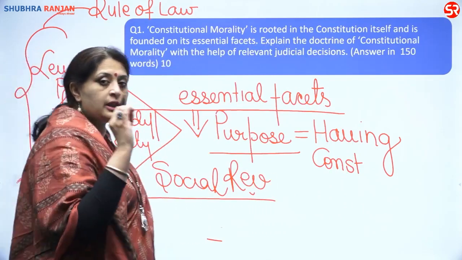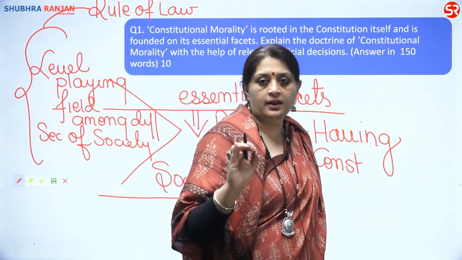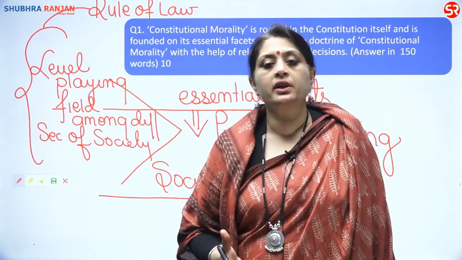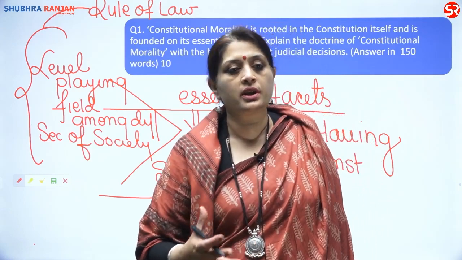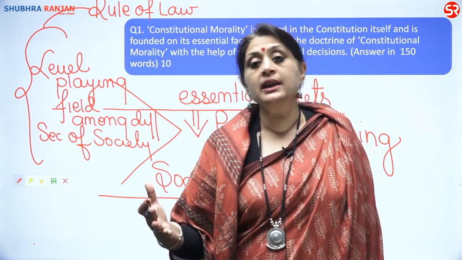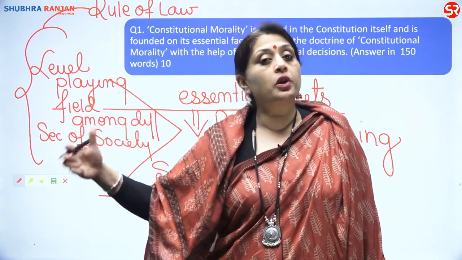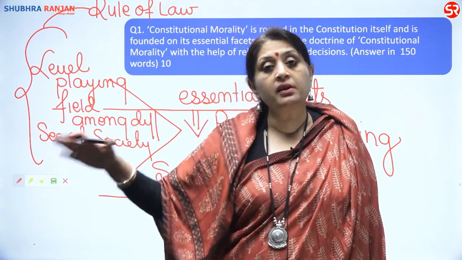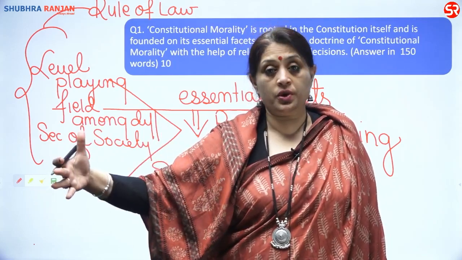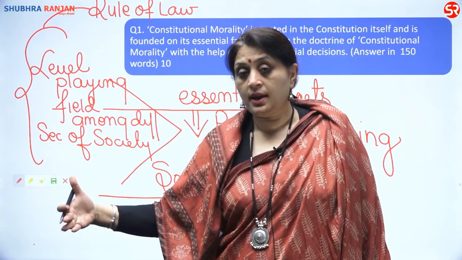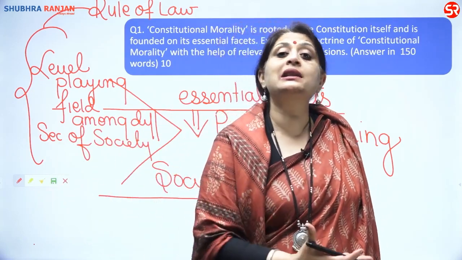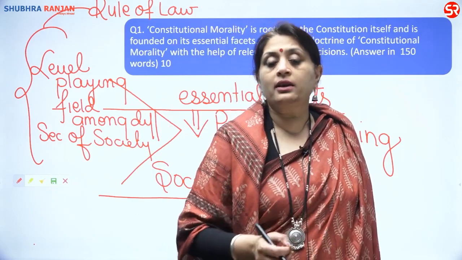If you see Granville Austin, whose book, The Indian Constitution: Cornerstone of a Nation, is the standard book for Indian government and politics, he says that in 1947 the political revolution was over, but a social revolution had to be started. Many political science scholars write about the silent revolution.